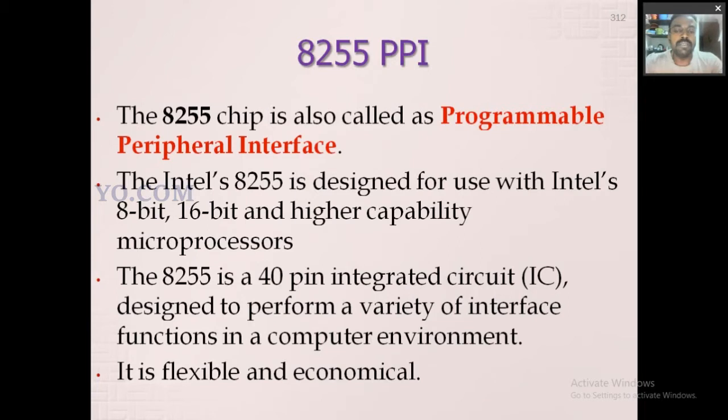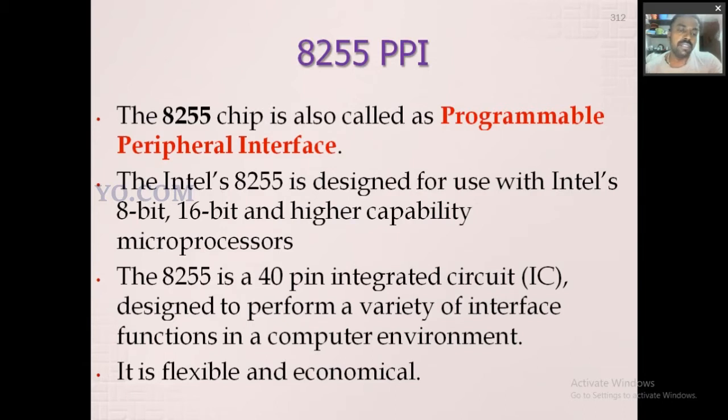Programmable means we can program, we can change the property by using instructions. Peripheral means surrounding. Devices interface, programmable surrounding interface. So this IC is used to connect surrounding input output devices by using a program.